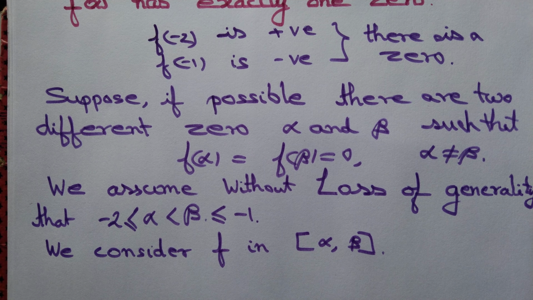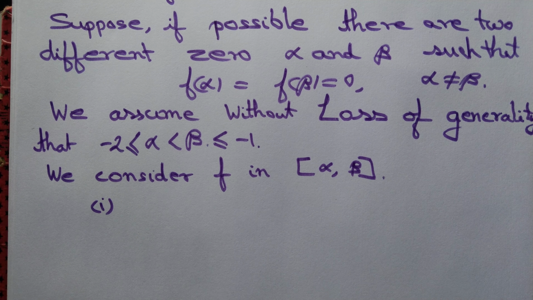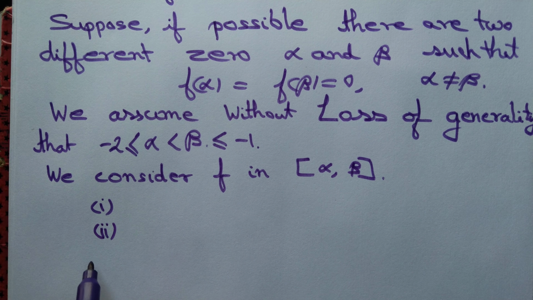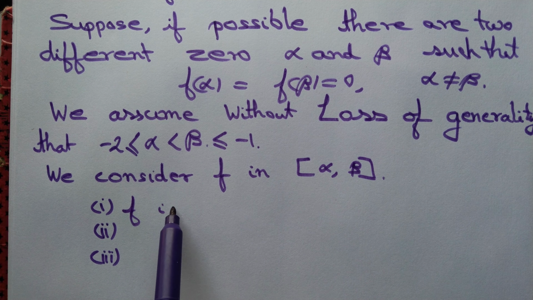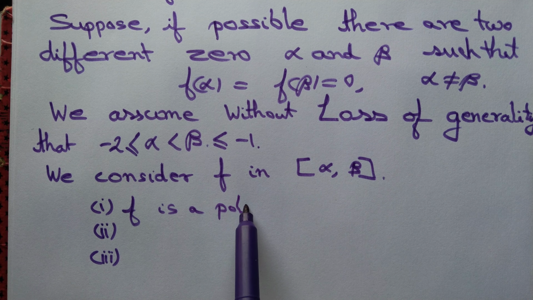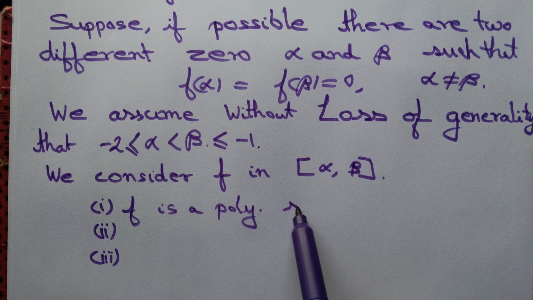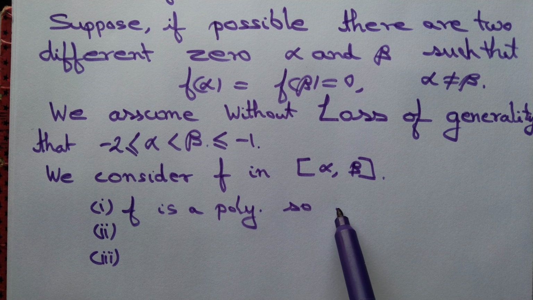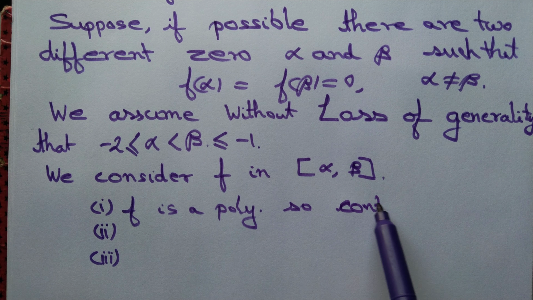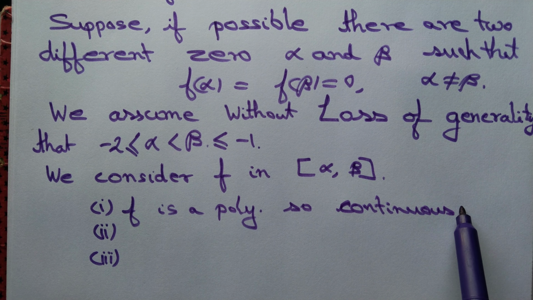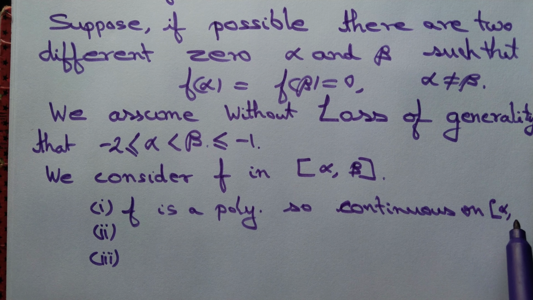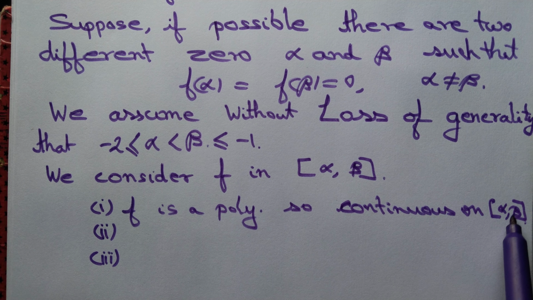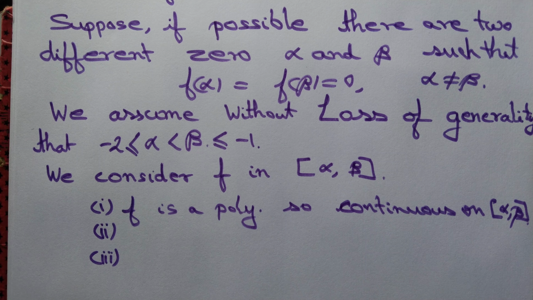Now, if we want to apply Rolle's theorem, we need to make sure 3 criteria are satisfied. First one, f has to be continuous. Is this function continuous? Yes. f is a polynomial, so continuous throughout R. In particular, continuous on the closed interval [alpha, beta]. If it is continuous throughout R, then it should be continuous in a smaller interval [alpha, beta].